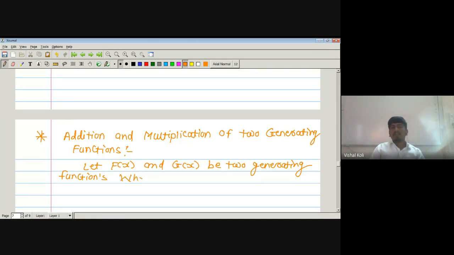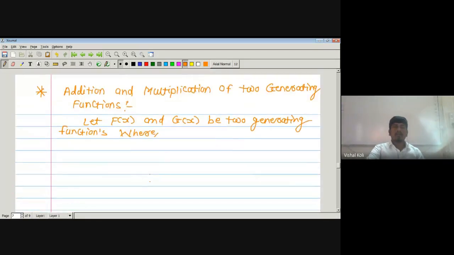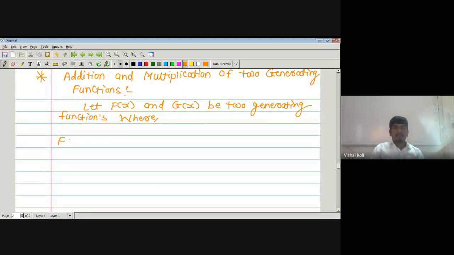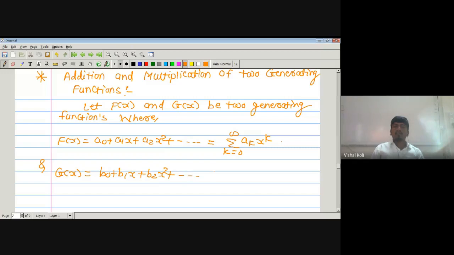Where f(x) is nothing but a naught plus a1 x plus a2 x square plus up to so on. That is, actually it is nothing but summation k running from 0 to infinity a_k x raised to k, and generating function g(x) is nothing but b naught plus b1 x plus b2 x square plus up to so on, and actually it is nothing but summation k running from 0 to infinity b_k x raised to k. So these are the two generating functions f(x) and g(x).